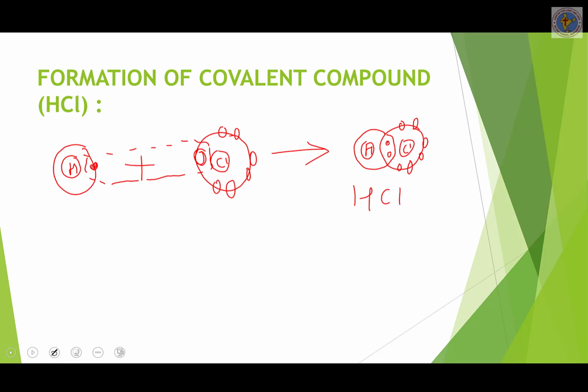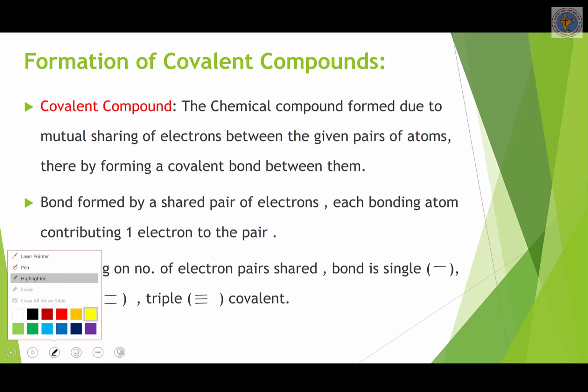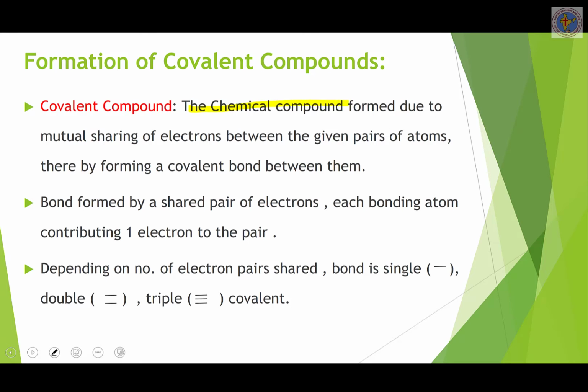Next one is formation of covalent compound. What do you mean by covalent compound, children? The covalent compound is formed due to mutual sharing of electrons between the given pair of atoms, thereby forming a covalent bond. So the covalent compound is formed due to mutual sharing of electrons, and hence they form what type of bond, children? Covalent bond between the atoms. And what type of elements, children? Non-metallic elements, right?